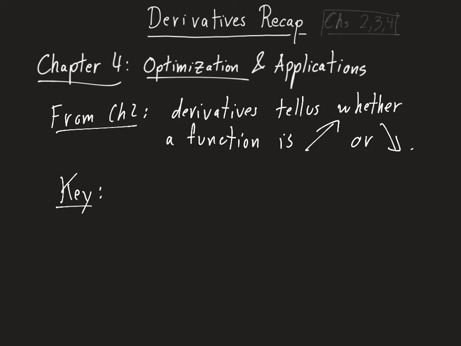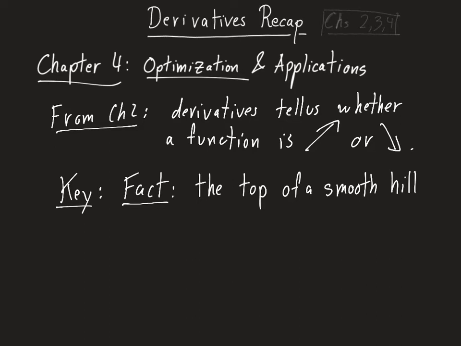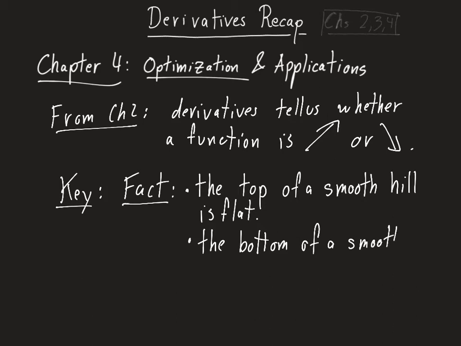And this fact is as follows. The top of a smooth hill is flat. Similarly, the bottom of a smooth valley is also flat.